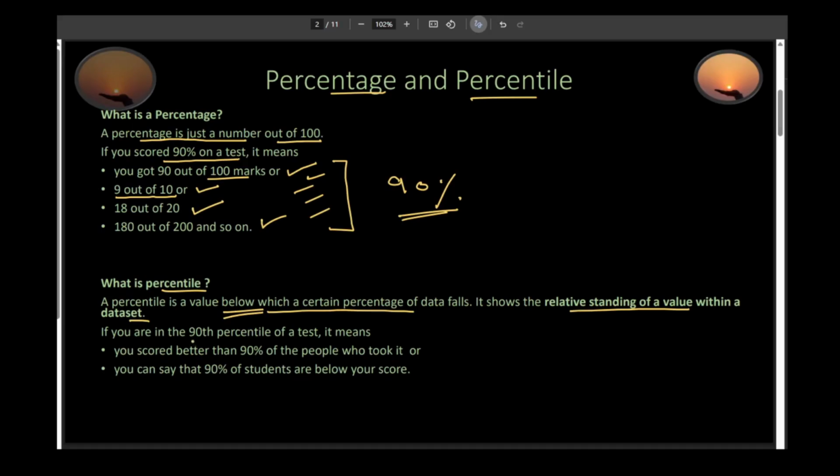So let's say you are in the 90th percentile of a test, what does it mean? Well, it means that you scored better than 90% of the people who took it. Or another way of saying this is that 90% of the students are below your score. So 90% of students scored below you.